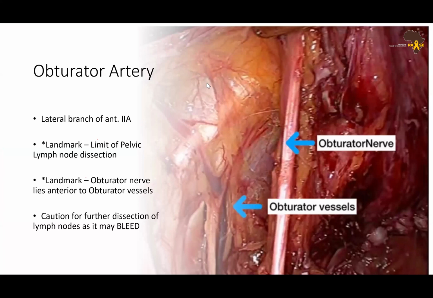The obturator artery is more important in oncology, not as much to us during endometriosis. But if you get endometriosis nodules in this region, then obviously, knowing that the nerve and the vessels are deeper to it, they will need to be spared when you're dissecting in this area.